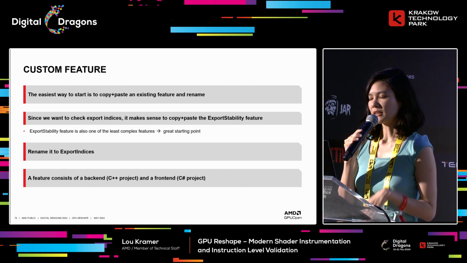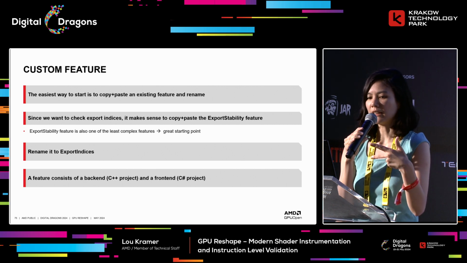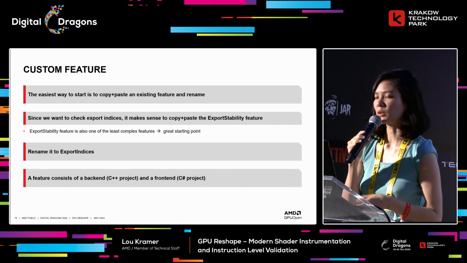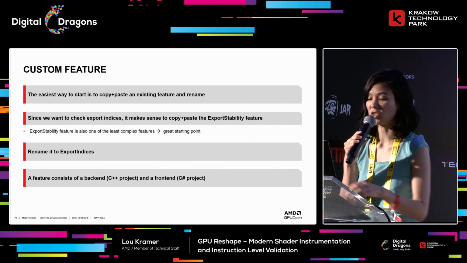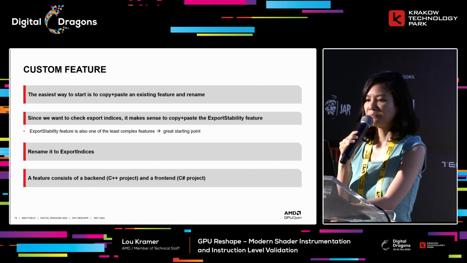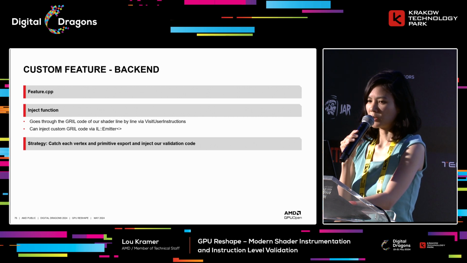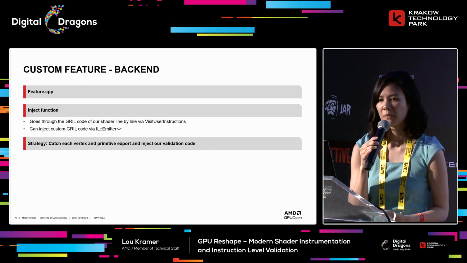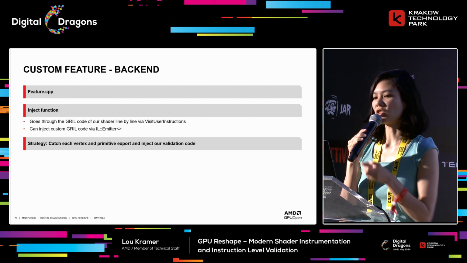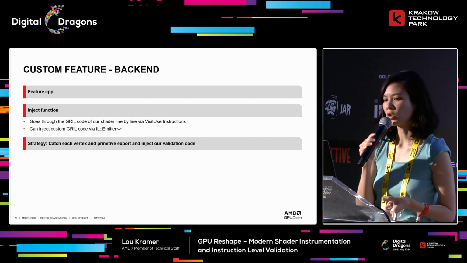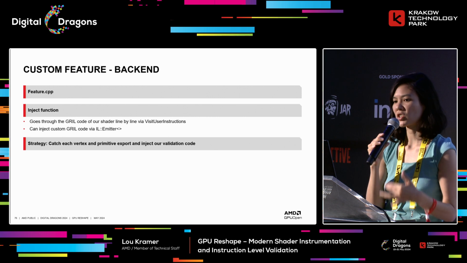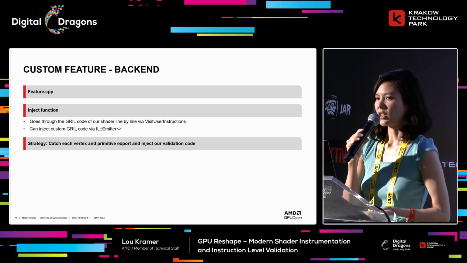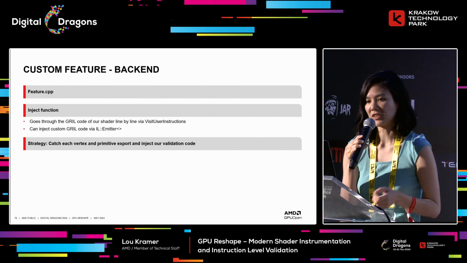And then once you copy it and rename this, you might have noticed there are 2 projects. So one is the backend project, which is C++ based, and the other one is the front end project, which is a C# project. And the more interesting one is the backend, actually. So there will be more changes in the backend, and specifically in the feature file. And in the feature file, specifically the inject function. So the inject function goes through the GRIL code of our shader line by line. And it also can inject custom GRIL code. That's why it's called inject function.